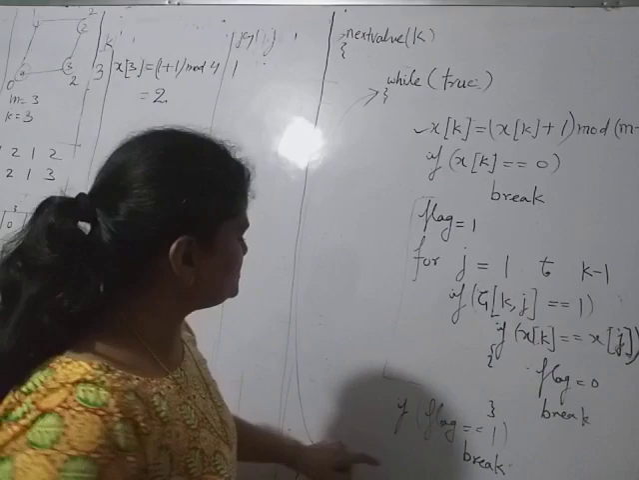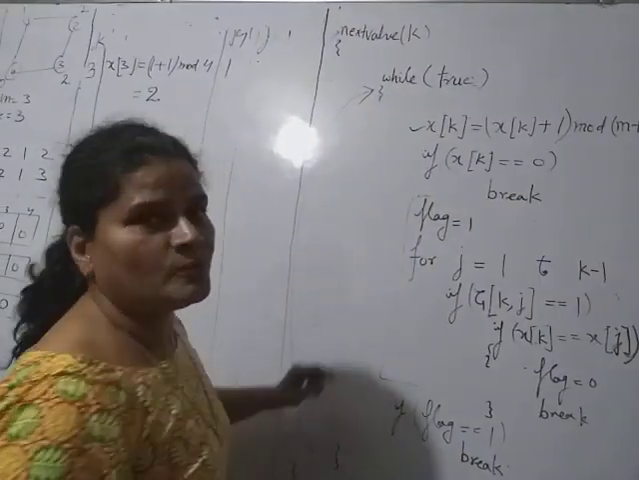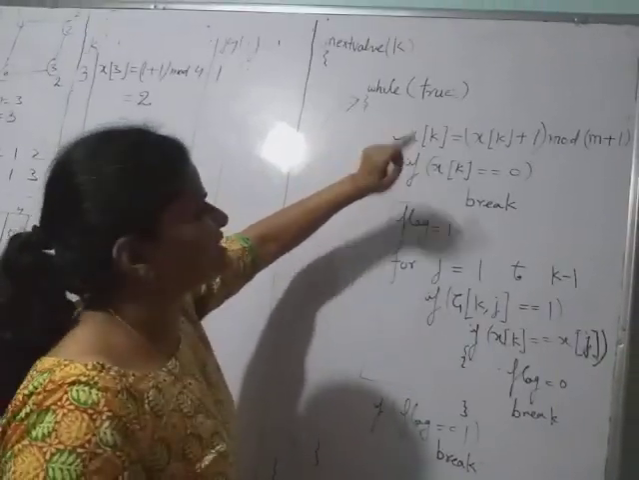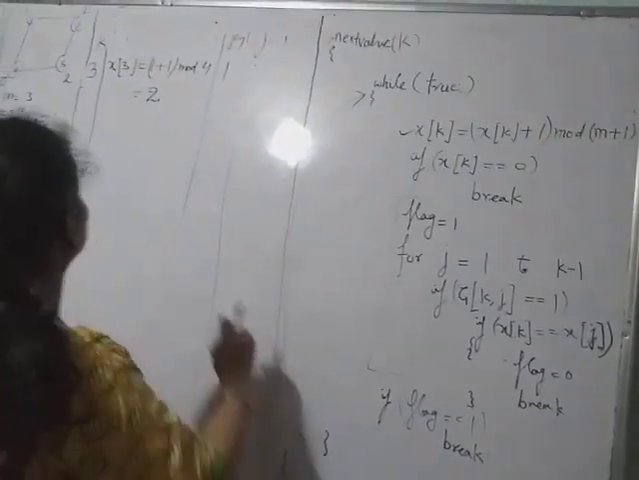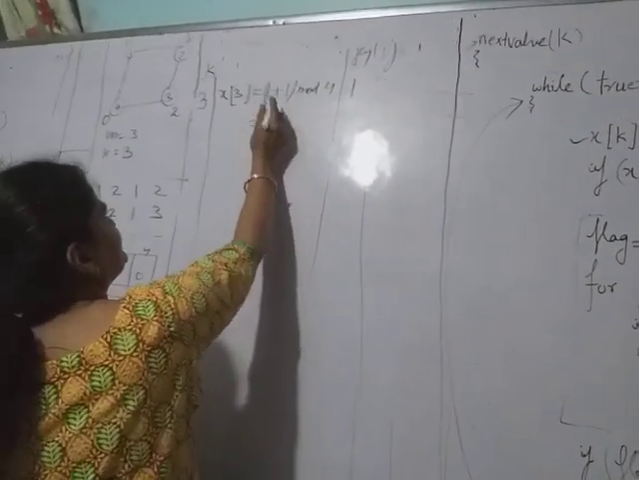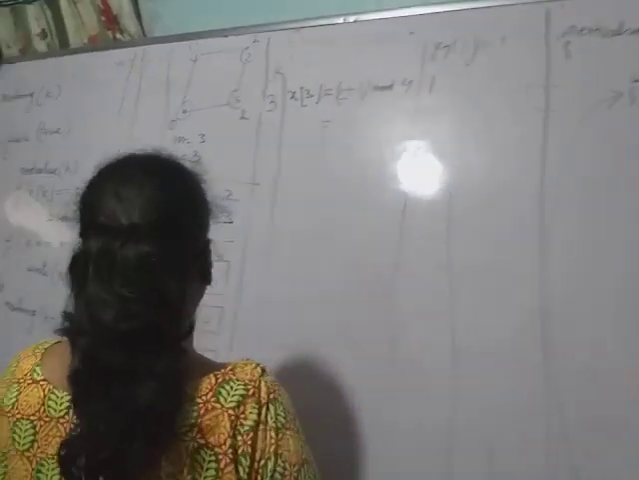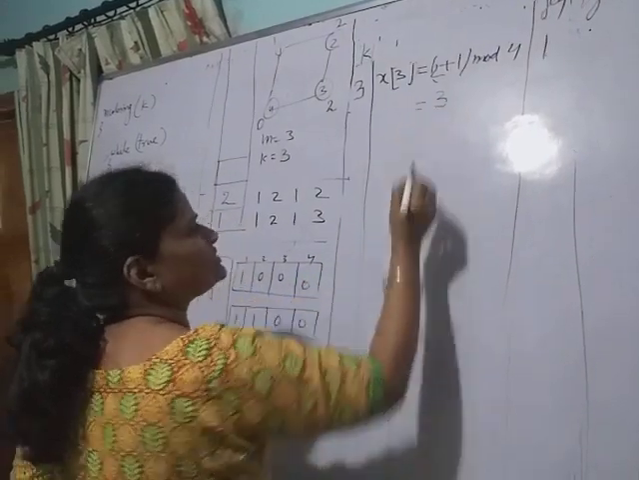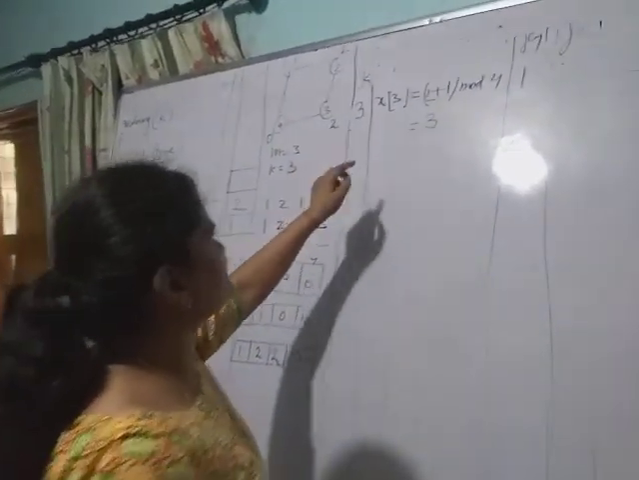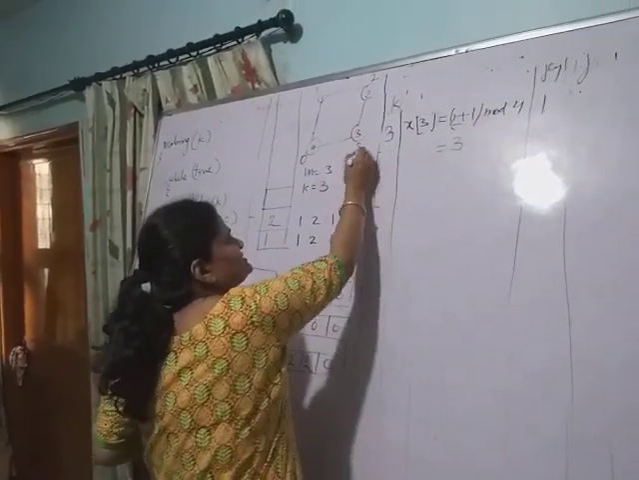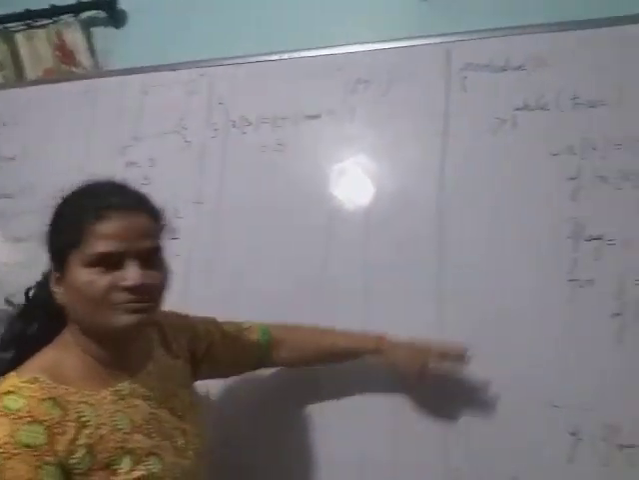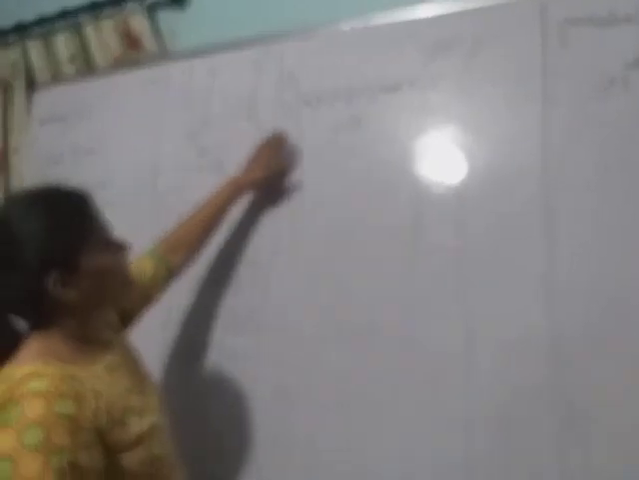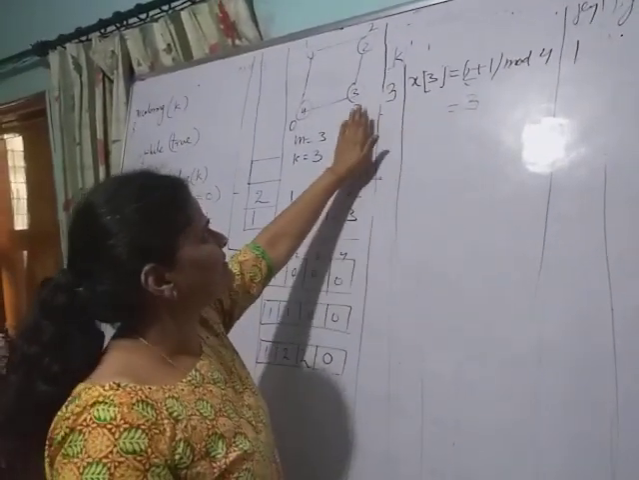So flag is 0, so the control is transferred to the outer loop and the next possible value for X3 will be generated. So the next possible value will be what? Here this is 2, and 2 plus 1 is 3. So here 3. Now check whether this is feasible or not. You can check from the dry run. Okay, it is feasible. So 3 is feasible.